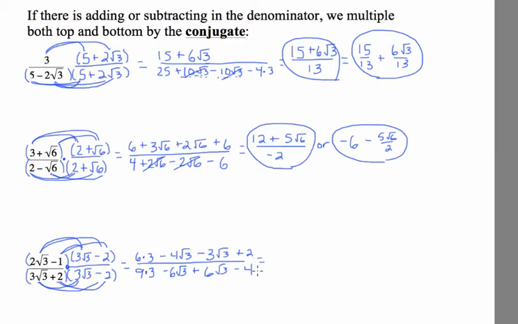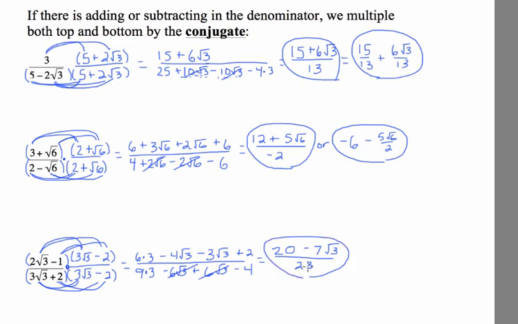So let's collect up our like terms. This will be 18. So we'll have 18 plus 2, so that will be 20. Negative 4 root 3 minus 3 root 3 will be negative 7 root 3. And then in our denominator, these two will cancel. So we'll have 27 minus 4, which is 23.